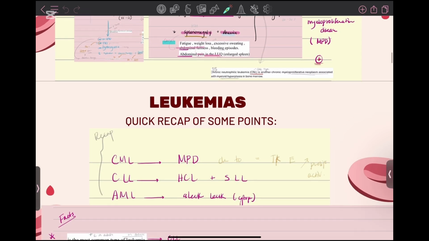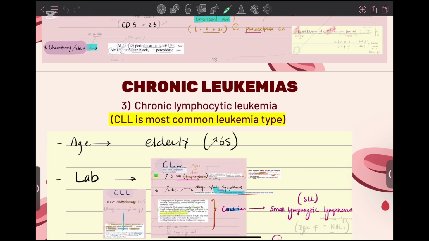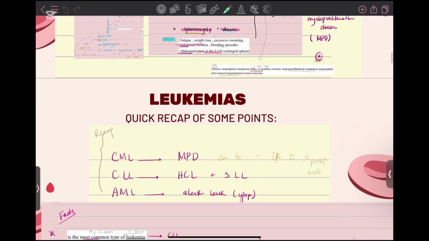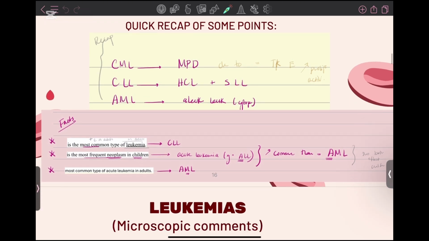Next, by now we're done with chronic myeloid, chronic lymphocytic, and also the acute conditions. This is just a quick recap. We said that CML is an MPD, a myeloproliferative disease, and that CLL is accompanied by hairy cell leukemia plus small lymphocytic lymphoma. And in AML we said that we're going to see this type of condition. These are some facts.